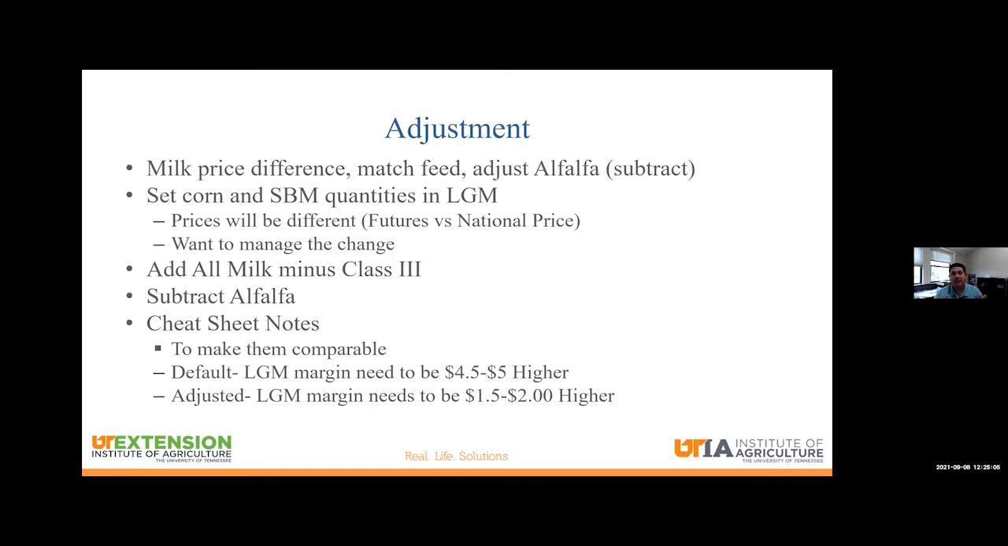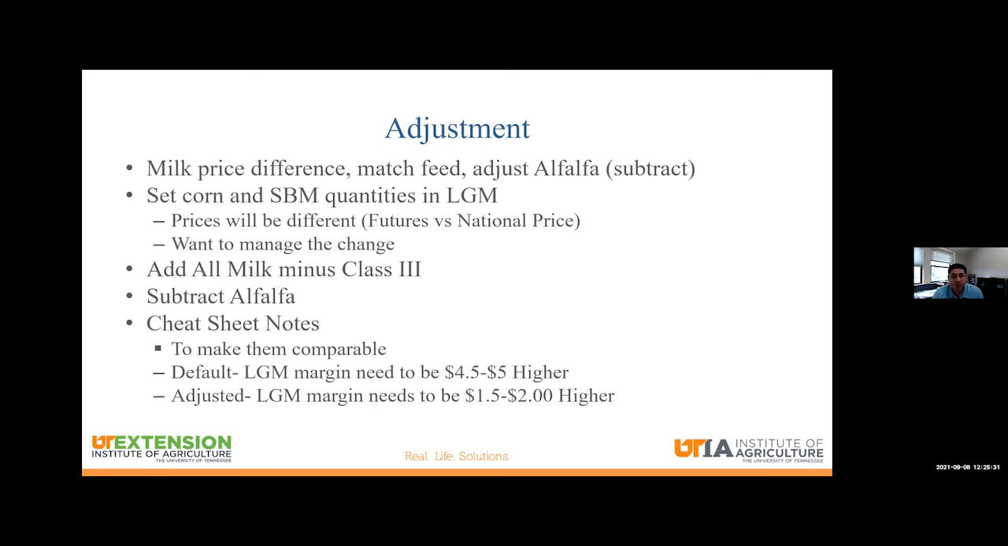What I would really want to highlight and show y'all is that if we can adjust for them and make them similar to each other, then we can compare them better, and probably it won't be as confusing for producers whenever they start thinking about the LGM as a way of combating risk. And so we've got to adjust for the milk price difference. We've got to match our feed, and we've got to adjust for alfalfa and basically subtract that out. And how do we do that?